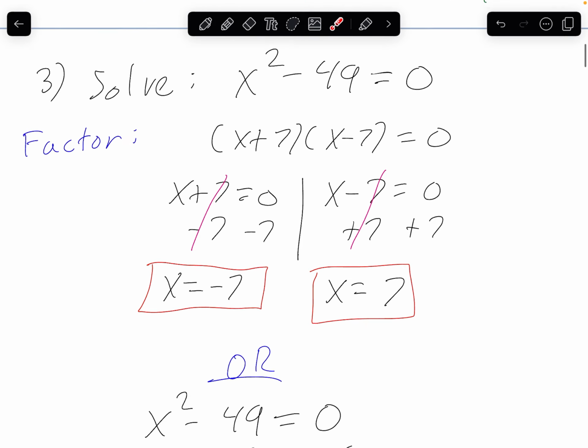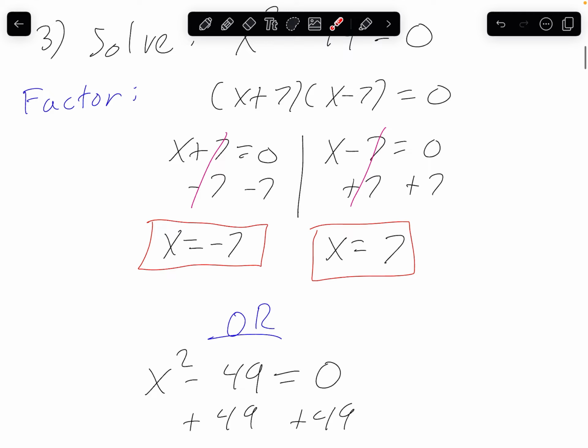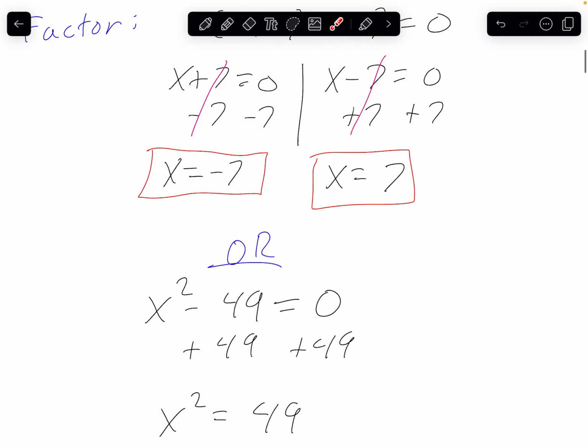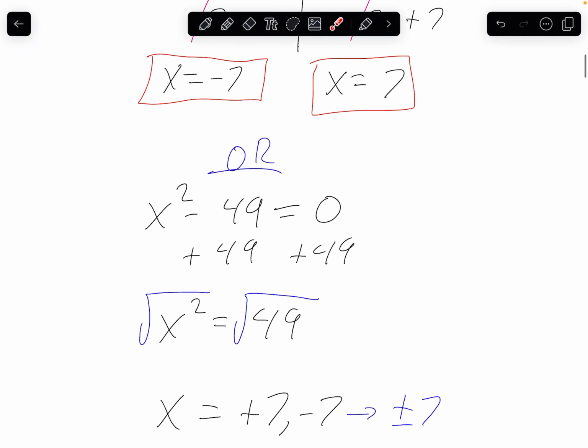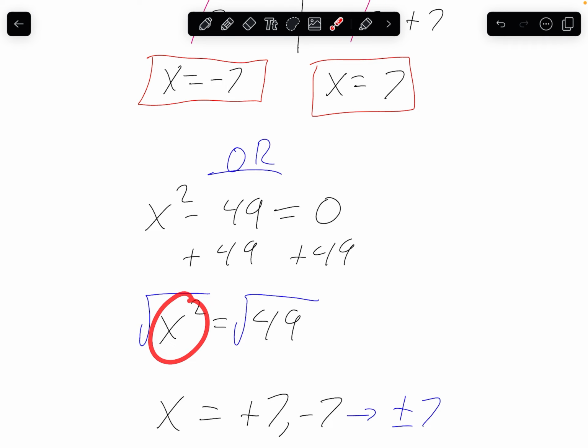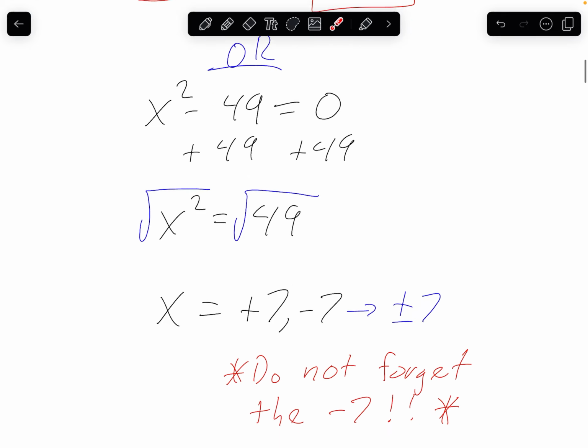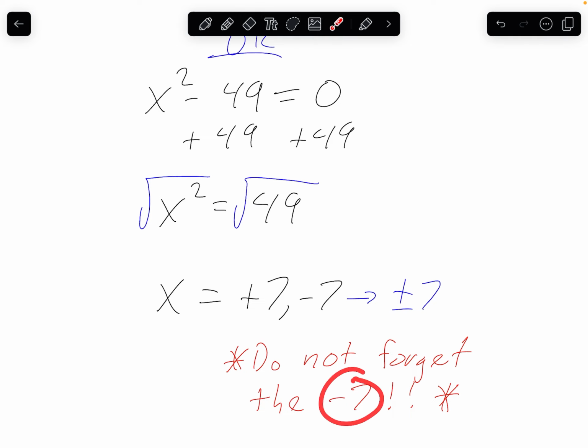If we were to solve this a different way, instead of factoring, by adding 49 to both sides, and then getting this equation where we can utilize the square root property, that means on one side, the square root of x squared is going to be x, and the other side, the square root of 49, is going to be positive and negative 7. Please do not forget that negative. That is very important. It is one of the answers.